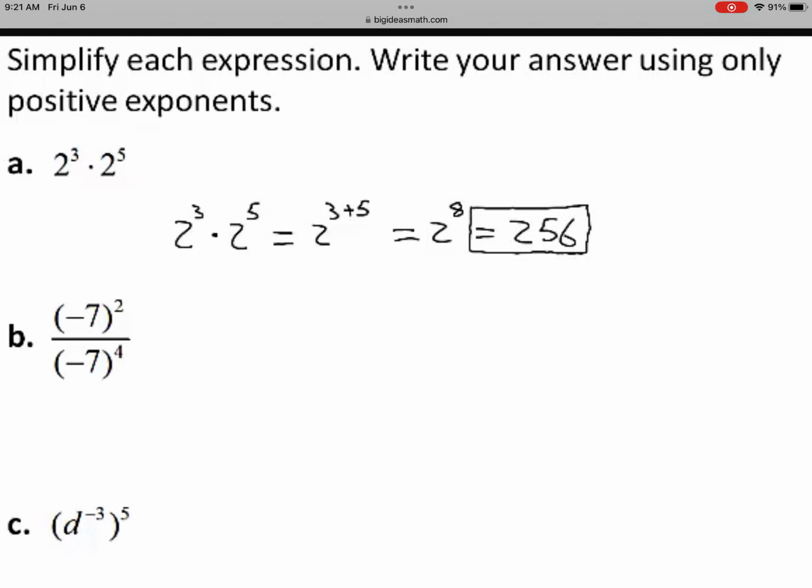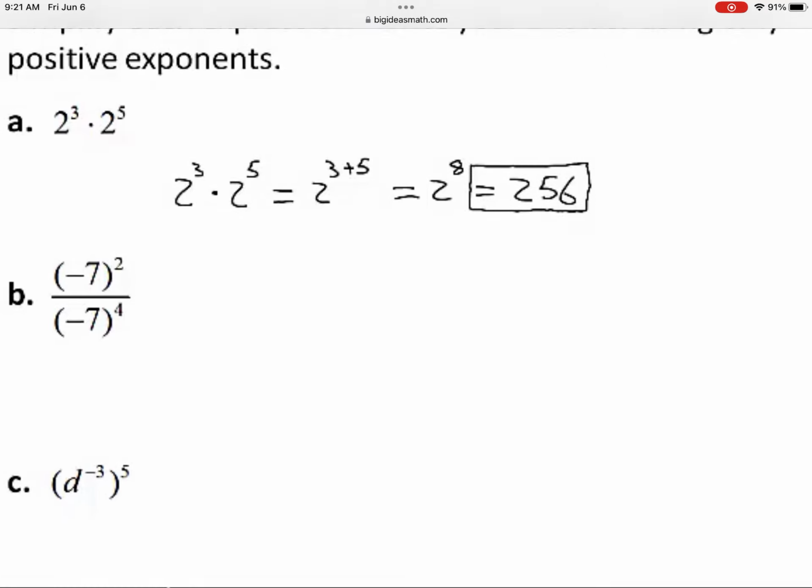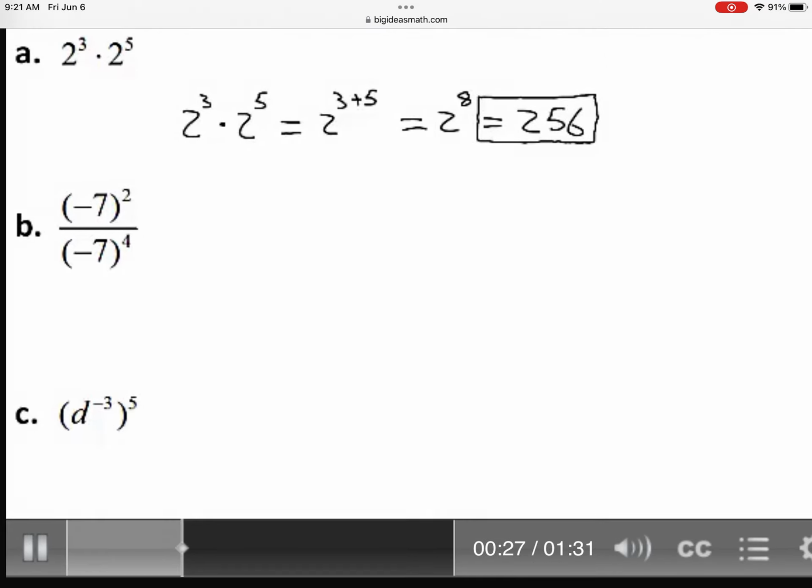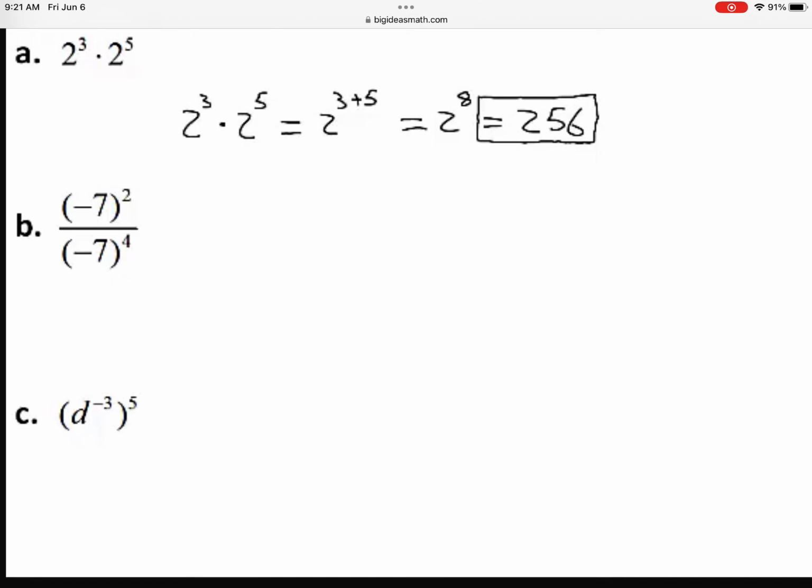Part B. The quantity -7 to the 2nd power divided by the quantity -7 to the 4th power. The quotient of powers property says that to divide powers with the same base, subtract their exponents. So the quantity -7 to the 2nd power divided by the quantity -7 to the 4th power equals the quantity -7 to the 2 minus 4th power, which simplifies to the quantity -7 to the -2nd power.